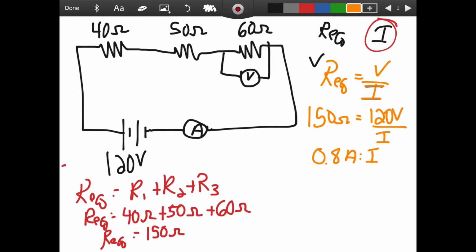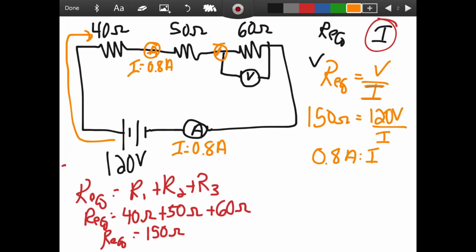So that's good. So this ammeter would read 0.8 amps. And since this is a series circuit, there's only one path for current to flow. So if we place an ammeter here, it would also read 0.8 amps. And if we placed it here, same thing. It would read 0.8 amps.